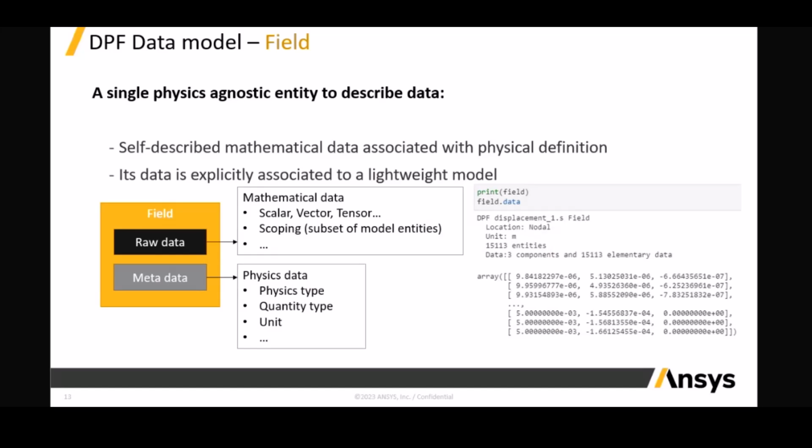This is a small slide on fields, the fact that we separate metadata like a unit type and physics type from the mathematical data, which is about the raw data, like the actual values. You can see here on the right what it looks like. As you can see, the field is actually a wrapper on NumPy arrays with some metadata specific to simulation. Here we can see a field which is located on nodes. Values are in meters. They exist for a certain number of entities which are nodes, and they have three components, and then you can have a preview of the different values on your field.